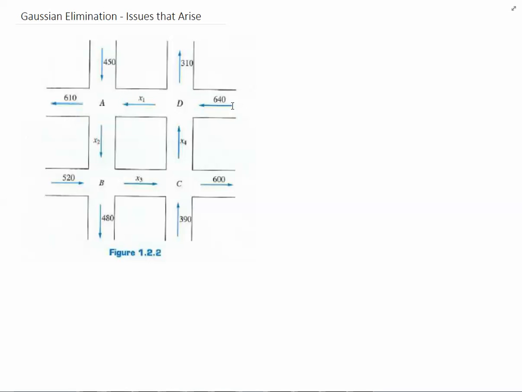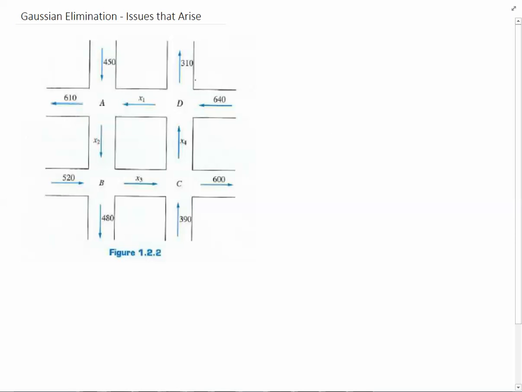Of the 640 that enter intersection D, how many of them come through intersection D heading westbound? We have this information, and we'd like to determine what these variables are. Maybe we only have so many meters available to test these flow rates, and as a result we want to extrapolate based upon that. This is the data that we've collected, and the question is, based upon that, what can we determine?